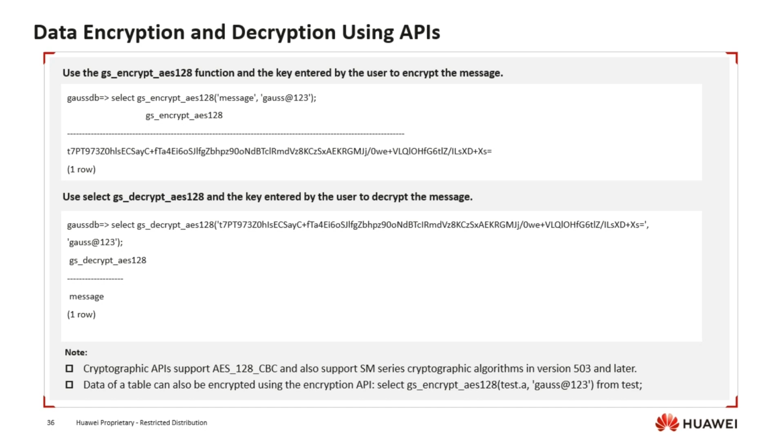And for data encryption, GaussDB provides the gs_encrypt_aes128 function to encrypt the message with a given key. Also, gs_decrypt_aes128 can be used to decrypt the data. Currently, the encryption and decryption API supports the AES-128 CBC algorithm and the SM4 algorithm, which is also known as the Chinese standard encryption algorithm.